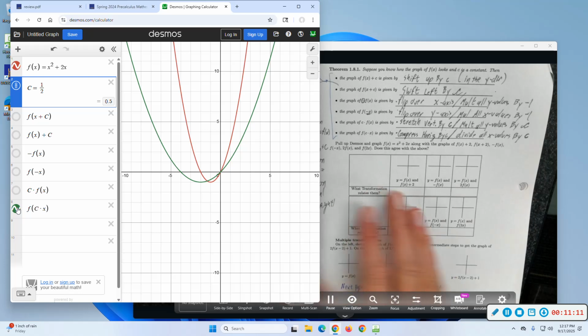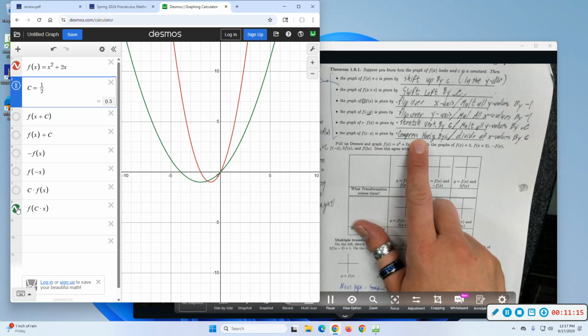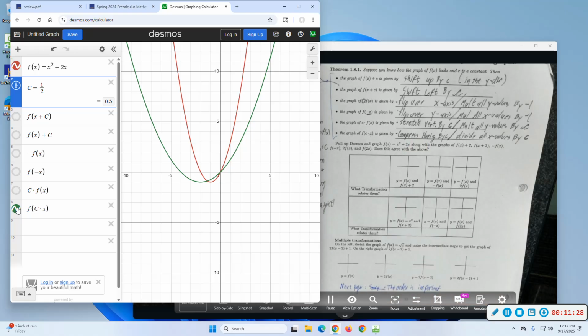Well, let's see. What I said before is that's inside the parentheses. So that's a compression by a factor of c. But if that c is less than 1, like 1/2, then when you compress by a number that's less than 1, all the x values are getting divided by something less than 1. That makes them bigger. Cool. Feel good?